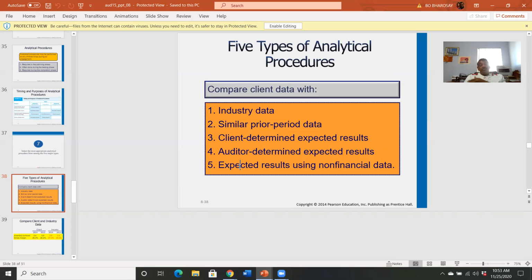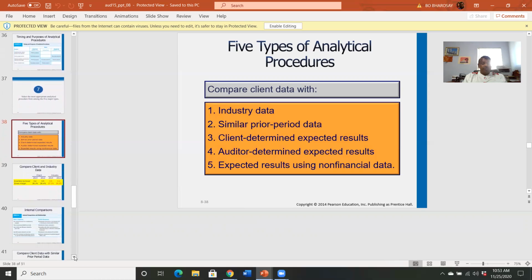Then I'll compare that revenue with the client's actual revenue. If it's within range, I'm fine. It would not be exact, but it's within the range. However, if it's materially different, I need to ask some questions. And that's what we are saying with number 5.